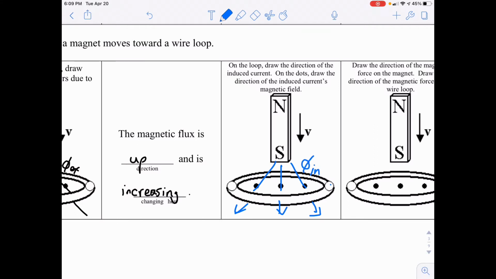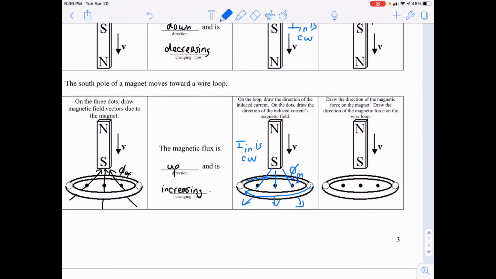Has to point in the opposite direction. And if we use the right-hand rule, stick your fingers down in the middle of the loop there, your thumb would be going in the clockwise direction, which means the induced current is clockwise in this situation.